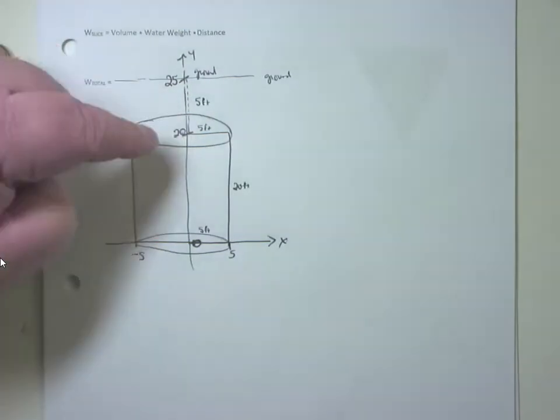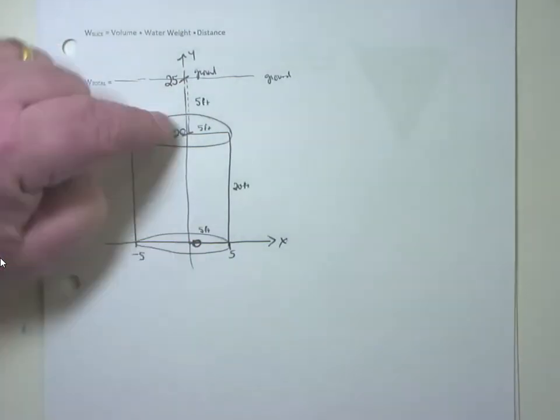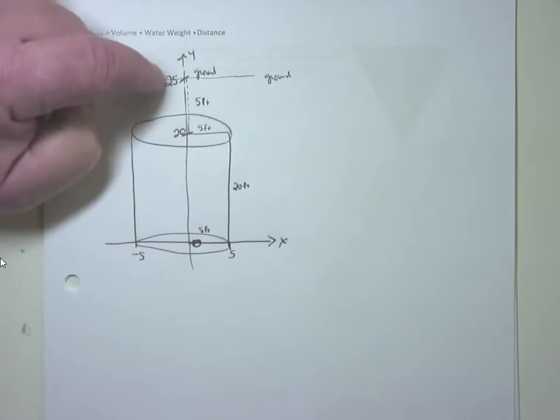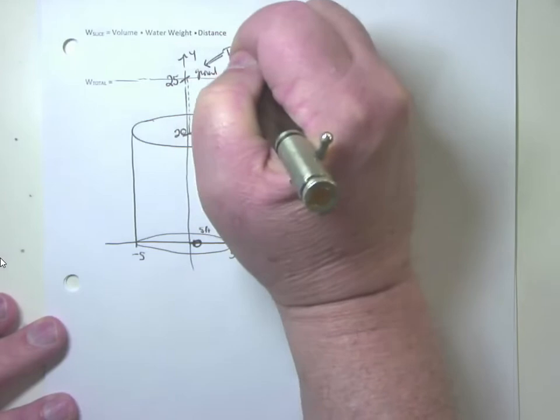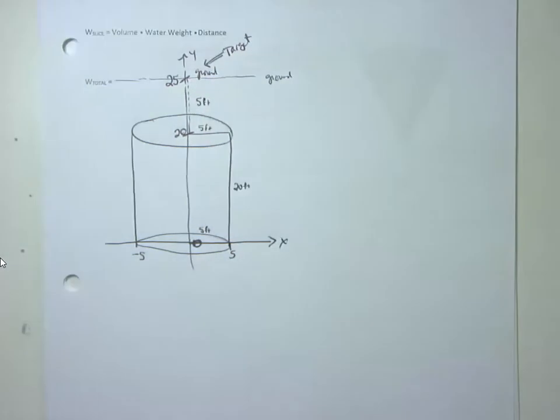So now all my numbers line up. There's 0 at the bottom, the top of the tank is at 20, ground level is at 25, and my target is to get the water to the top of the tank. Does that make sense? So here we go.